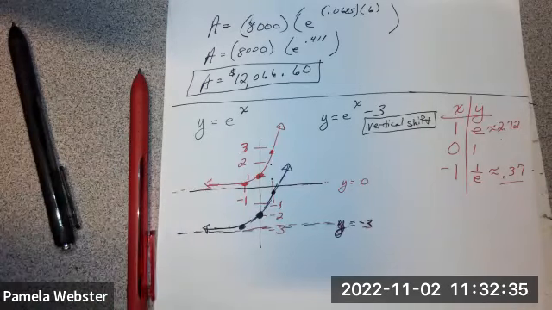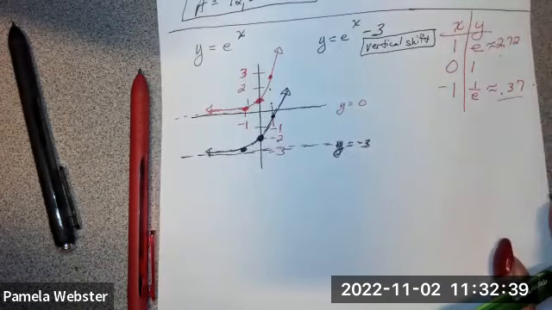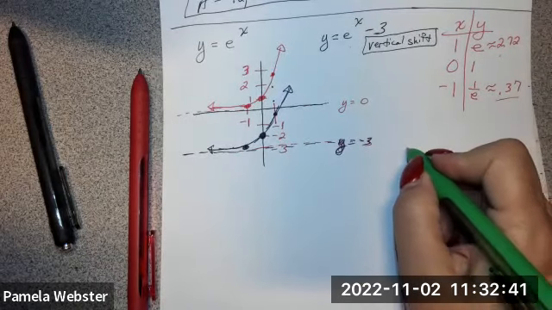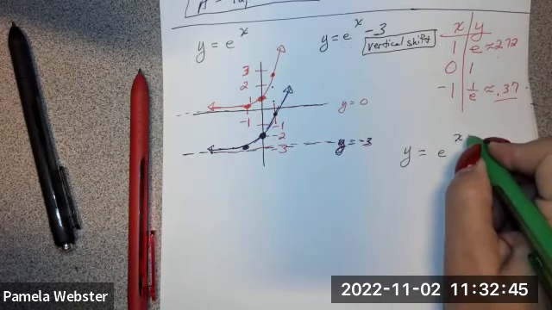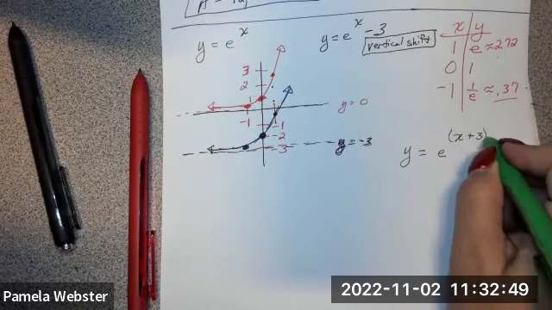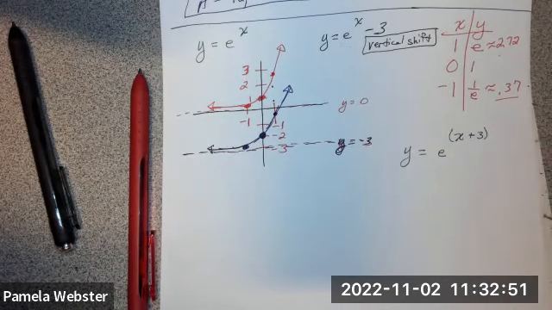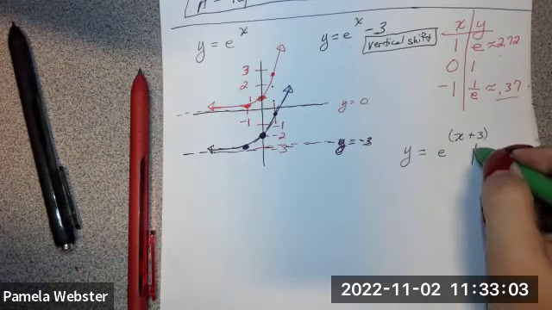So I'm going to do this one in green. Next one, we're going to do y equals e to the x plus 3. This one is adding or subtracting inside of the function. So if you remember, adding and subtracting inside of the function is going to give me a horizontal shift, right?